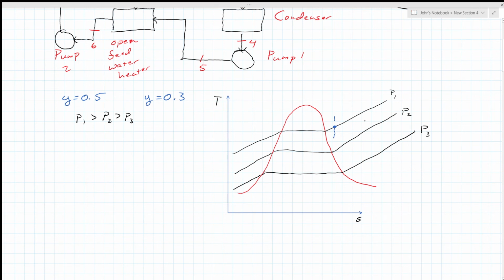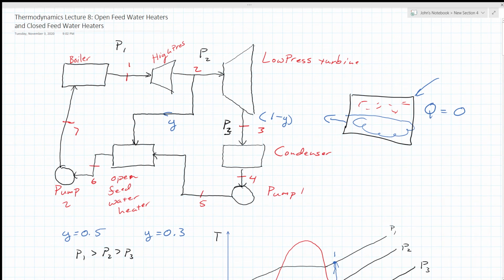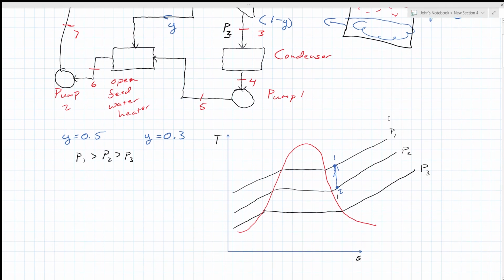So, assuming I can draw straight, we're going to go straight down here to point 2. At point 2, I'm going to siphon off some steam to go through my open feed water heater, and the rest of it goes through my low pressure turbine. The mass going through here we'll call Y, and the rest of it comes down to step 3, which would be 1 minus Y.